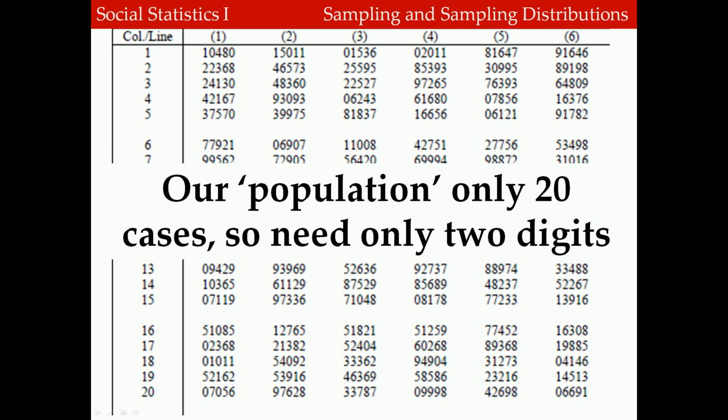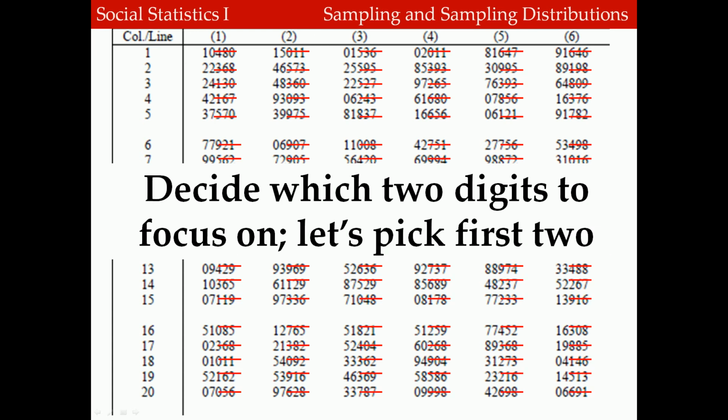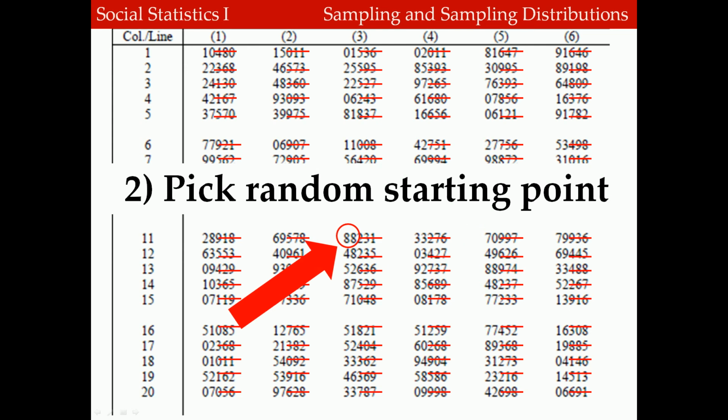Now, our population of 20 cases only needs 2 digits. So we don't have 100 cases. We can eliminate some of the digits from this table that we don't need. And so suppose that we decide to only focus on the first 2 digits. We can cross out the other digits and not use them. So let's just use the first 2 digits in this case. Next, we have to pick some kind of a random starting point. And so let's just say that I start it at number 88, roughly in the middle of the table.